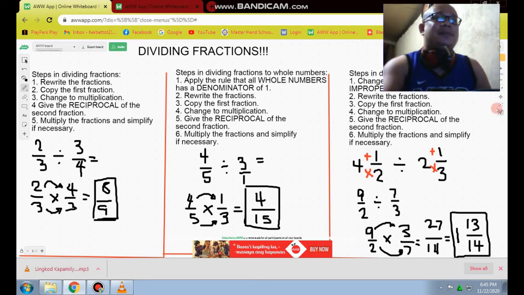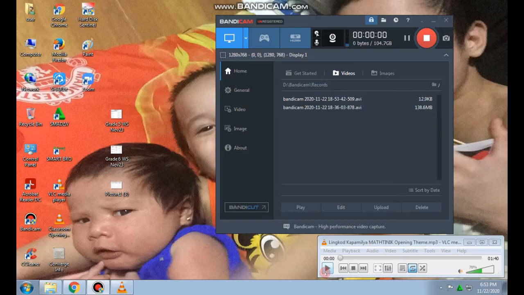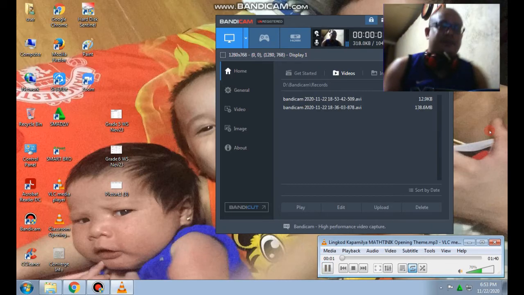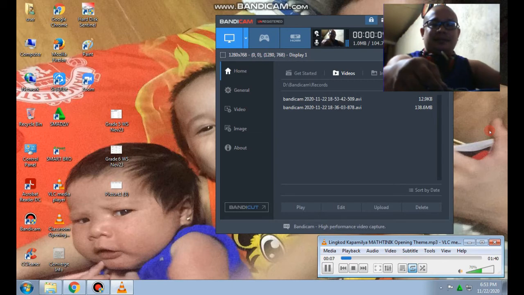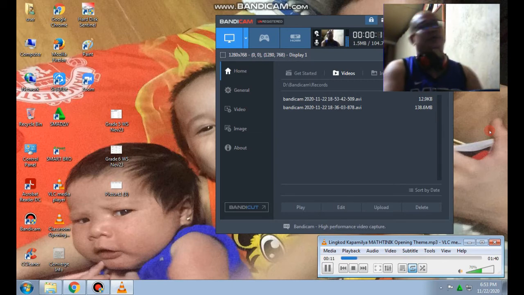Okay? So, dito naman sa ating pangatlong example class, no? The steps in dividing mixed numbers. So, if the given have mixed numbers. So, for example, the first fraction is mixed number, then the second is just a fraction. Ayan, so naputol yung unang record ko, ano? Because ito namang Bandicam is hindi naman premium yung aking registration, so every 10 minutes napuputol.